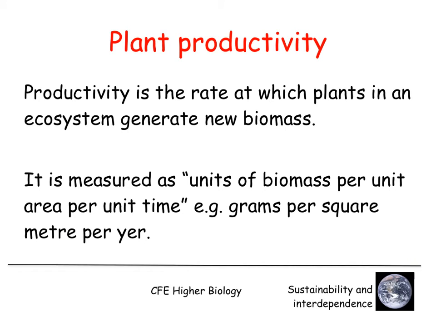So when we're talking in terms of plant productivity, the productivity is the rate at which the plants in an ecosystem generate new biomass. And it's measured as units of biomass per unit area, per unit time, for example grams per square metre per year.